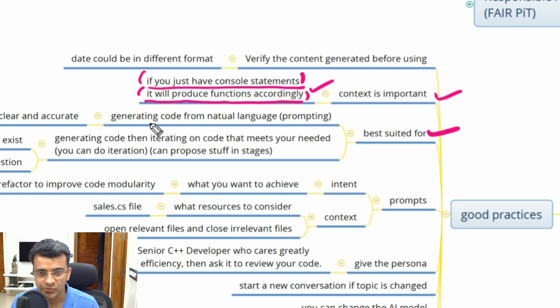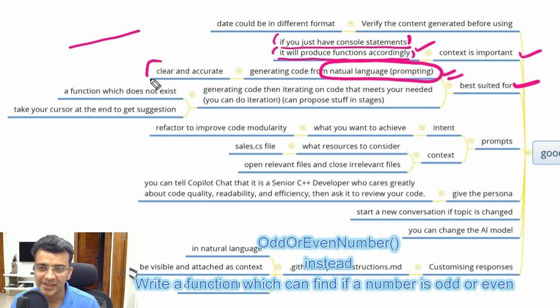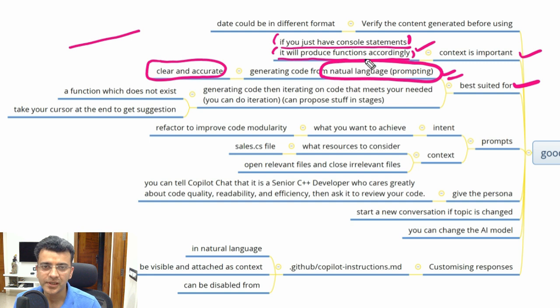And what is it best suited for, right? You should give natural language. Instead of, let's say, just writing a function name, it generates better with a proper prompt, right? So you should be good at prompting. It should be clear and accurate. I'll create a separate video just on this. There is already prompt engineering, right? But your prompt should be good.